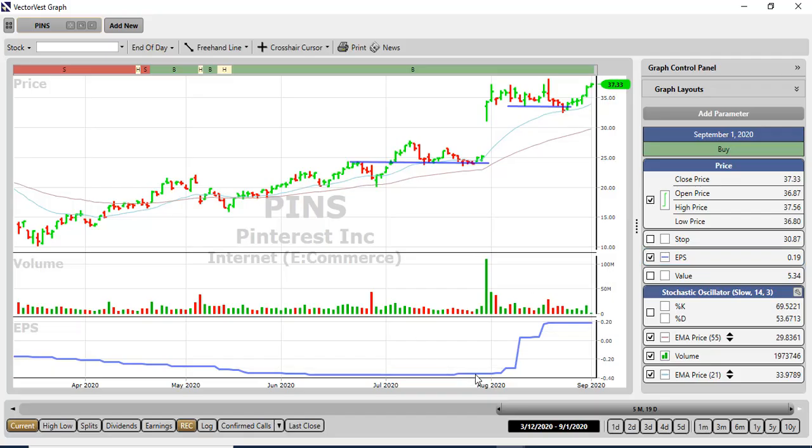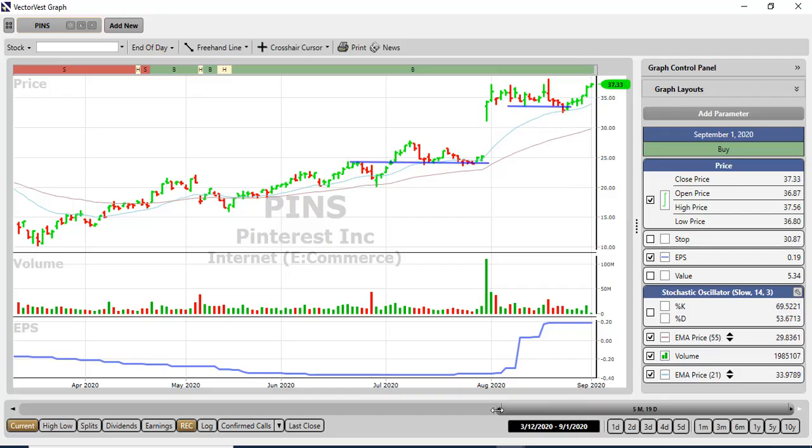On this particular share, it was in fact losing money, and in the last reporting period it started to make money. And as you can see, that coincided with a surge in volume. It coincided with this move up that we're seeing.